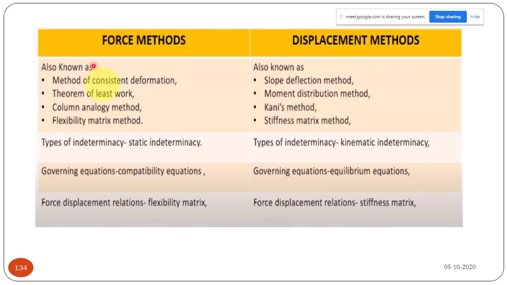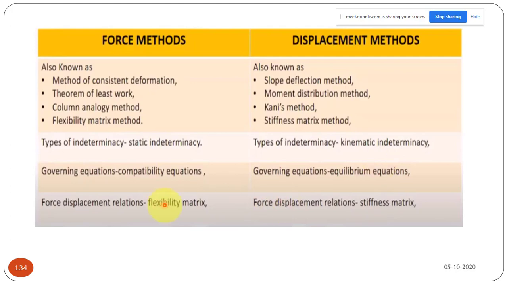In force method, as I discussed, the type of indeterminacy we are discussing is static indeterminacy, which is the unknown forces. And here it will be kinematic indeterminacy, that is unknown displacement. Here the governing equation will be the compatibility equation, because the equilibrium equations are not sufficient to solve the extra unknowns. We go for an extra equation, that is the compatibility equation. And similarly here, the compatibility equation is not sufficient to solve the unknown displacements. We have to go for equilibrium equations.